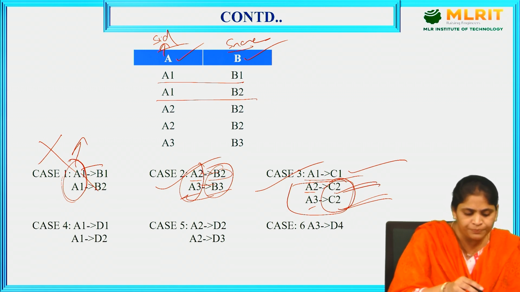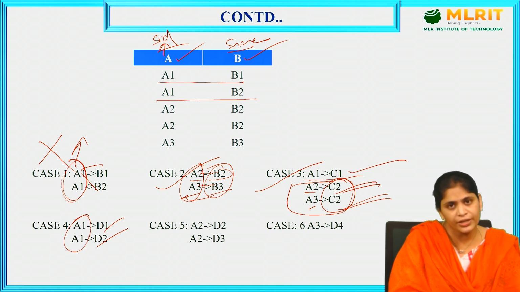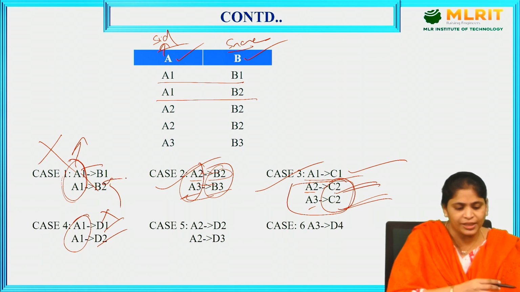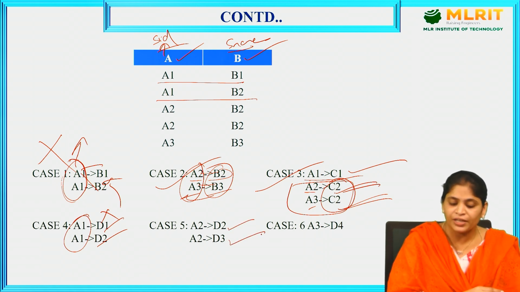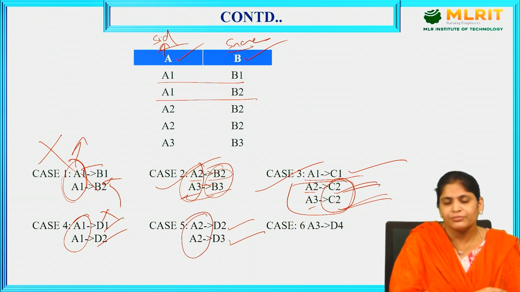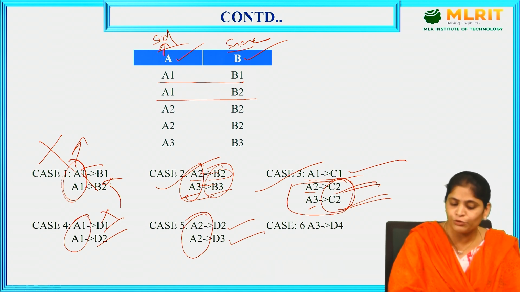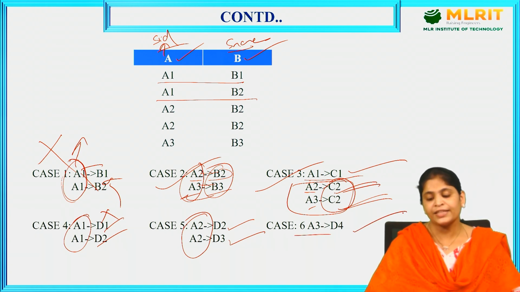Next, what is case 4? See, the same ID has been given to two different persons. Is it valid? No, this is not a valid FD, just like case 1. Next, case 5. A2 derives D2 and A2 derives D3. See this case? A2, the same ID, deriving two different persons. No, right? That is also not a valid FD. And the last one is what? A3 derives D4. This is also a valid FD.